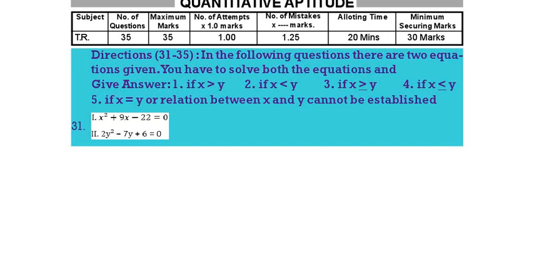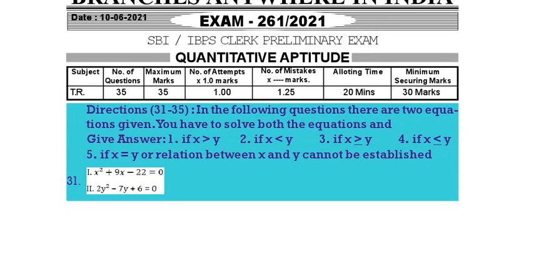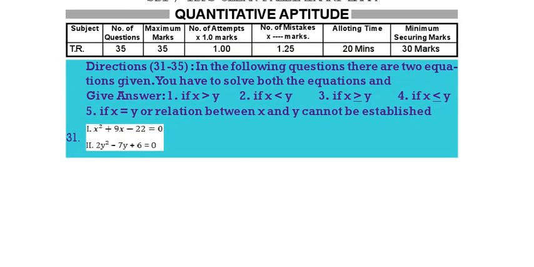Okay, good evening students. Today we will discuss paper number 261, quantity aptitude. See the first question: x square plus 9x minus 22 is equal to 0. Second one: 2y square minus 7y plus 6 is equal to 0.